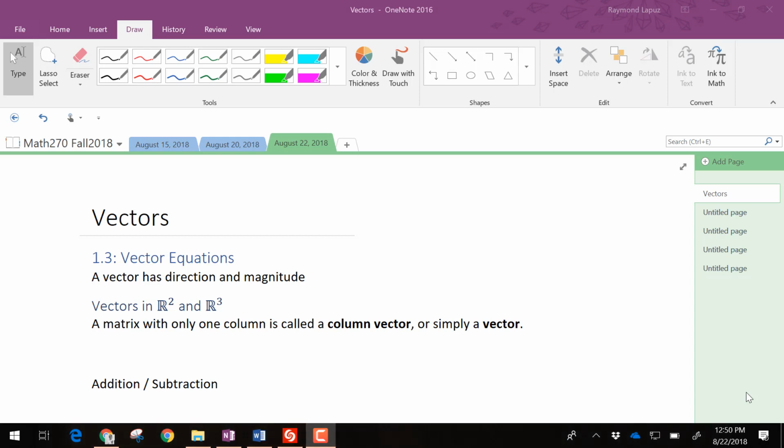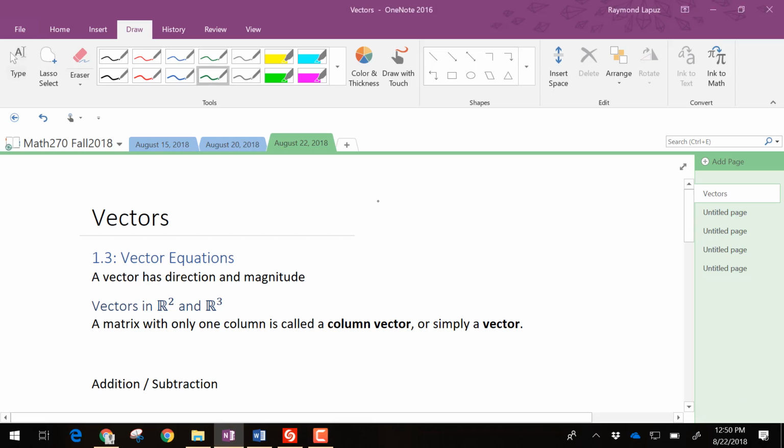In Calc 3, it was defined, at least the way I do it, as follows. I define a vector as a directed line segment, so it's something with a direction and it has a magnitude. But I look at it as a point, where the arrow would be drawn from the origin to that point, and that's how we would describe the vector.